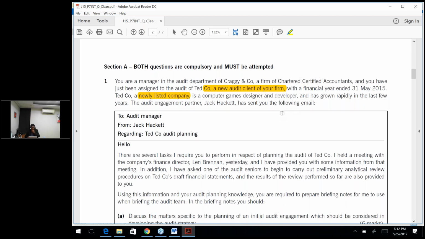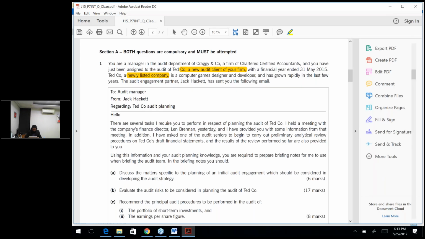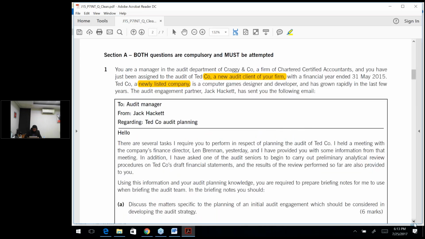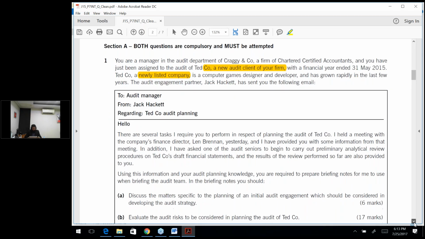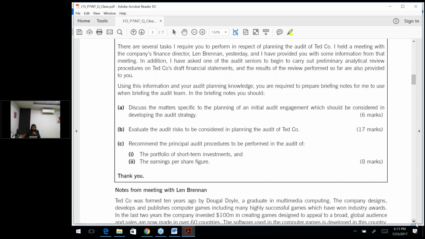So you read this about Craigie and Co., which is June 2015, question number 1. Now, what does he say? He says, hello, I have... So what he says is that there are several tasks I require you to perform in respect of the planning of the audit of TED Company.